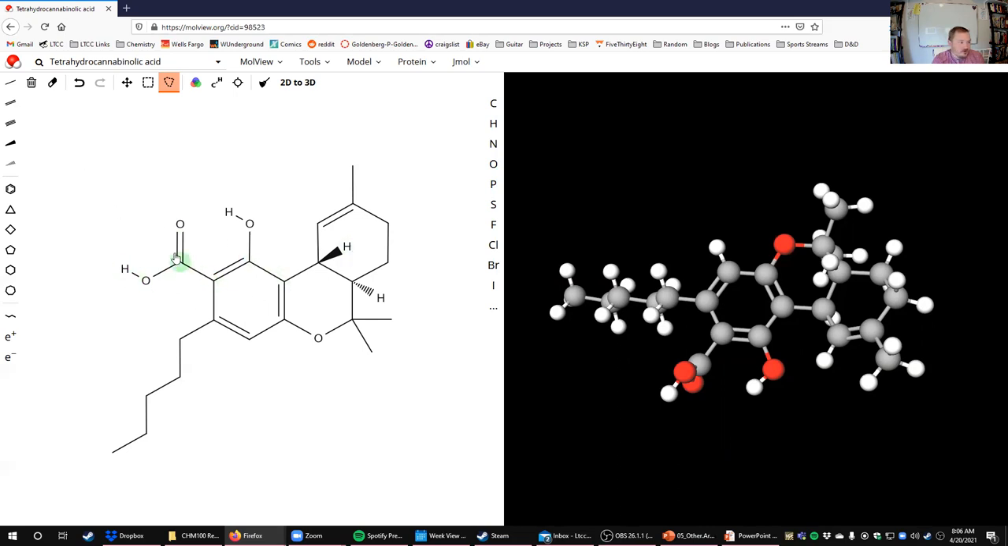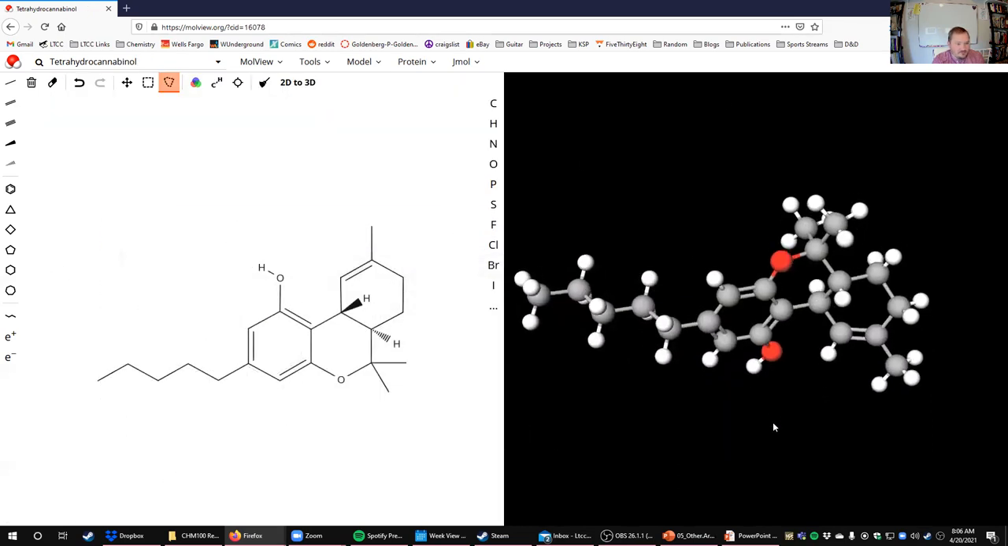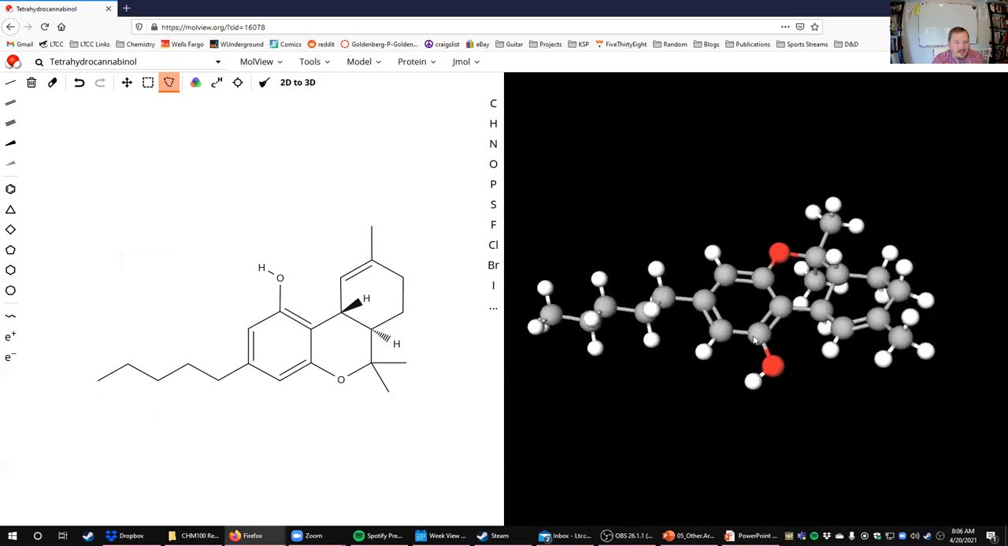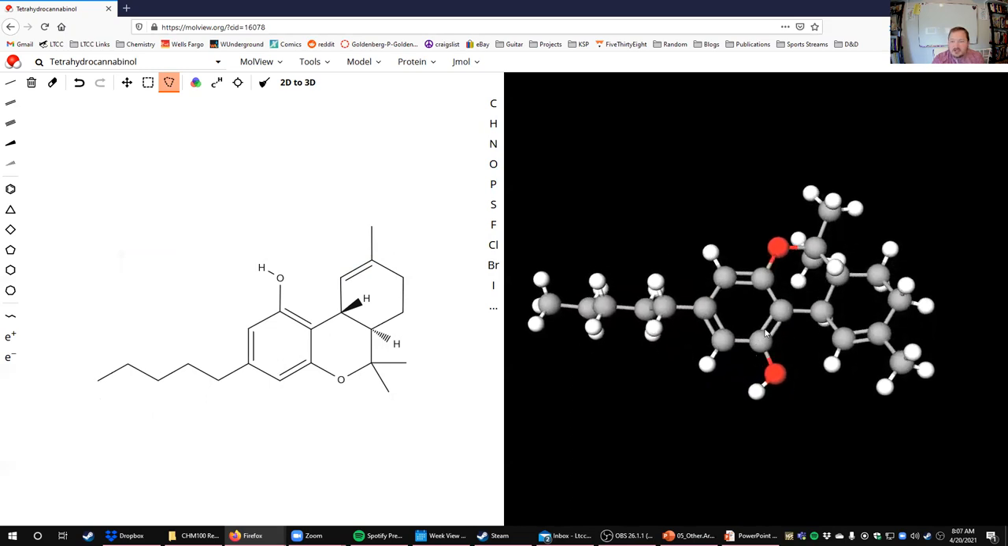So you can convert THCA into THC just by adding heat. And so that's what's known as decarboxylation. And that's why if you just ate weed, it has almost no effect on the human body. But if you heat it first and then eat it, then it can act with the human brain.